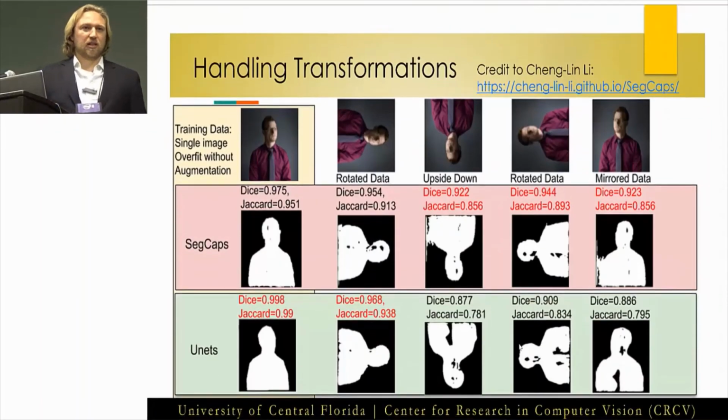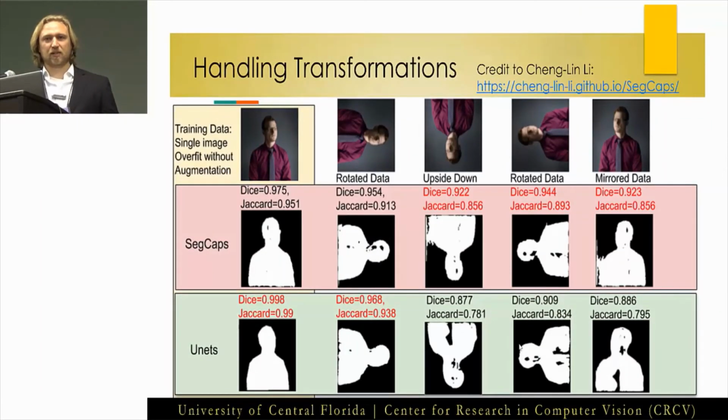The big thing that everyone's excited about with capsule networks is obviously the affine transformations. It's equivariant to affine transformations, whereas a traditional convolutional neural network is only equivariant to translation. So here's an example, work done by the gentleman cited at the top of the slide. They train only on a single image, overfit on this image, and then test on different rotations and the mirroring of that. And you can see that SegCaps is able to do a much better job of segmenting those novel rotations and viewpoints as opposed to UNet.